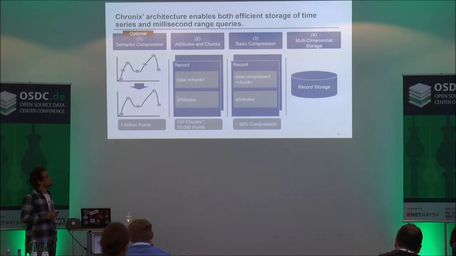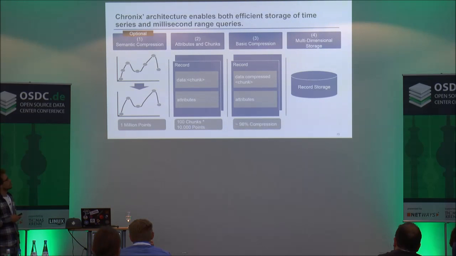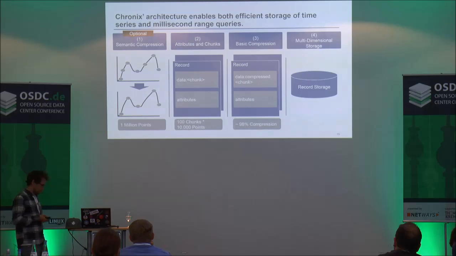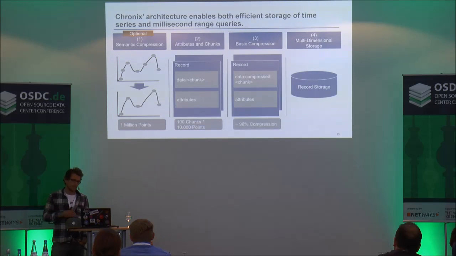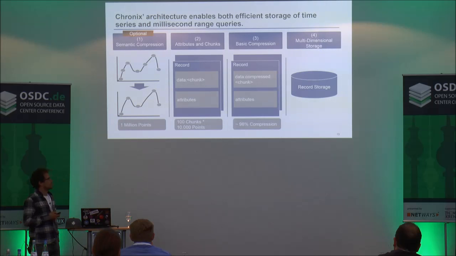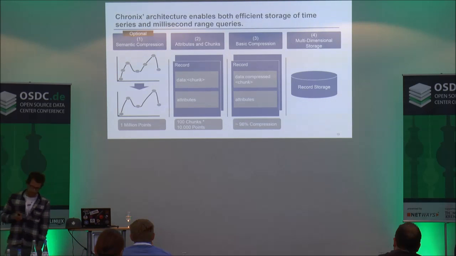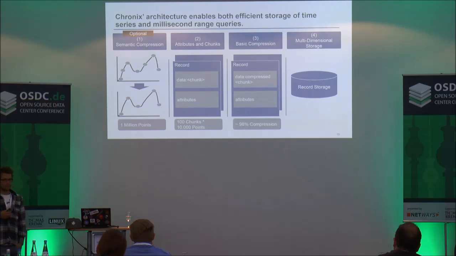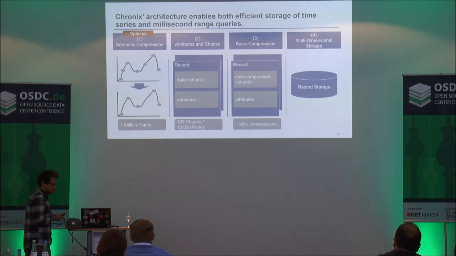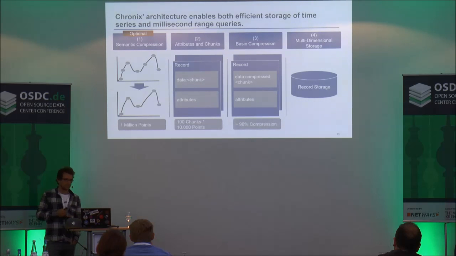And the third stage, called basic compression, uses standard techniques like gzip to compress the data, and on time series data one can easily achieve compression rates of about 69%. And the last stage is the multidimensional storage. That means that the attributes remain untouched, the data remains untouched, and the attributes are represented as dimensions. So each attribute is a dimension and could be searched within the storage.